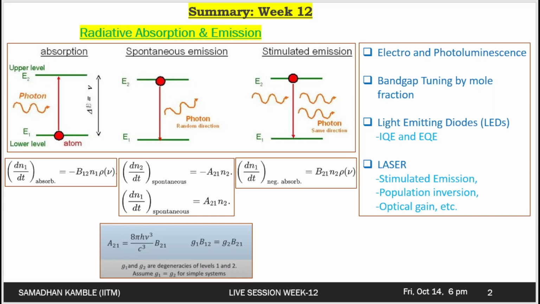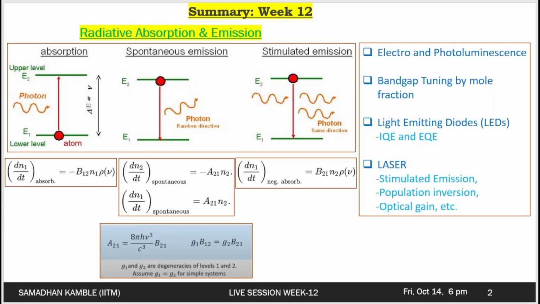And definitely the number of electrons in the ground state will reduce, so we'll put a minus sign. And finally there is one last term, which is the coefficient, nothing but the Einstein coefficient B12, transition from 1 to 2, that's why it is B12.